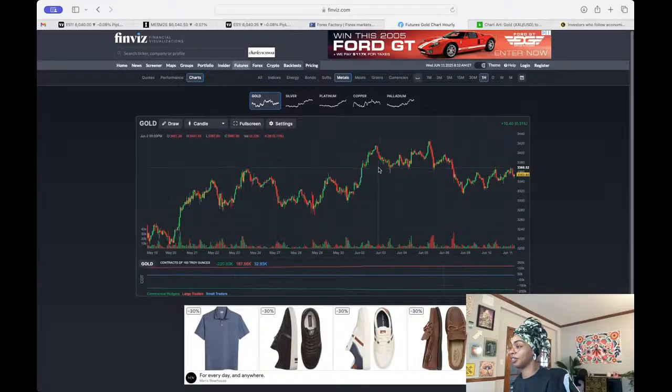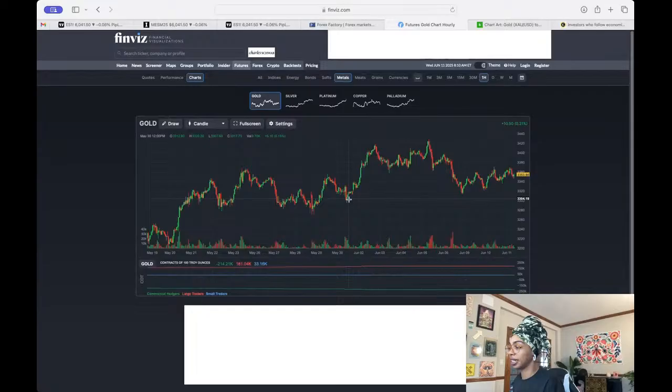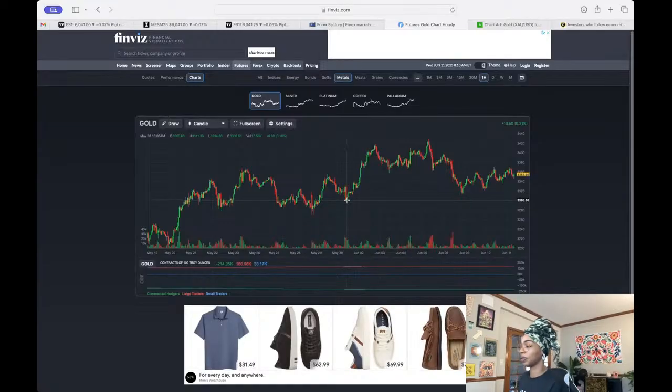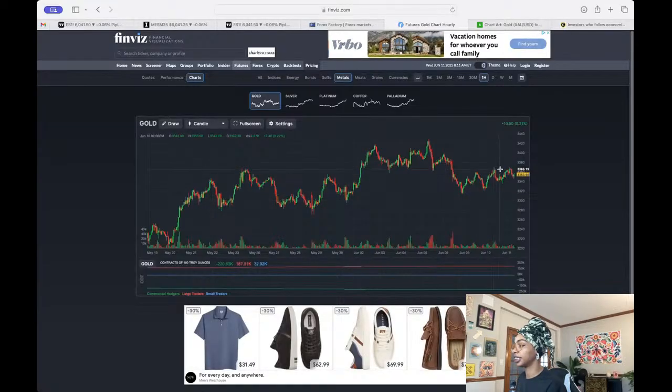This was an area of support, 33.70 was. Price then broke that support and made a lower low, still not lower than this low here at 33.00. So let's see how price is. A lot of resistance here at 33.60. So we'll see how the market reacts there.